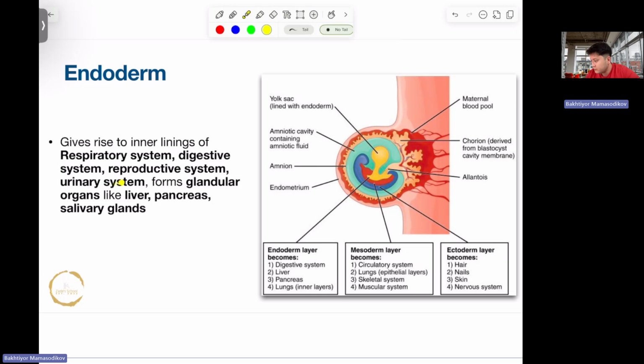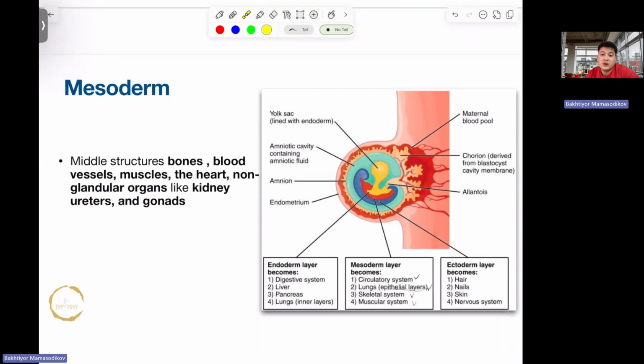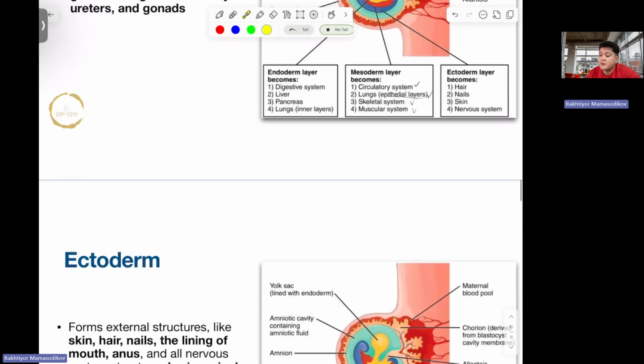And from the mesoderm, they form the middle structures, for example, the bones, muscles, and also blood vessels. The heart is formed from the mesoderm. Non-glandular organs, for example, the kidney and ureters and the gonads are also formed from the mesoderm. It's important to memorize them.